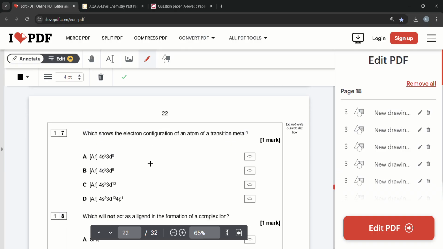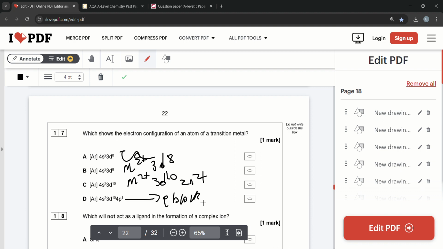17, which shows the electronic configuration of an atom of a transition metal. Well, this is calcium. This is M2+ 3d8. This is M2+ 3d10, Zn2+, and this can't be correct because this is in the p block. Therefore, it's wrong. So of a transition metal, it's going to be B.